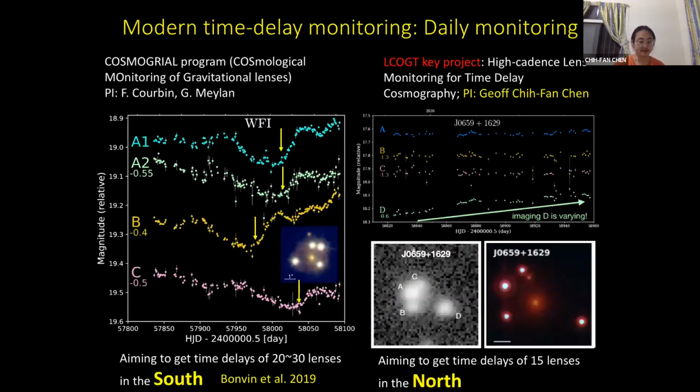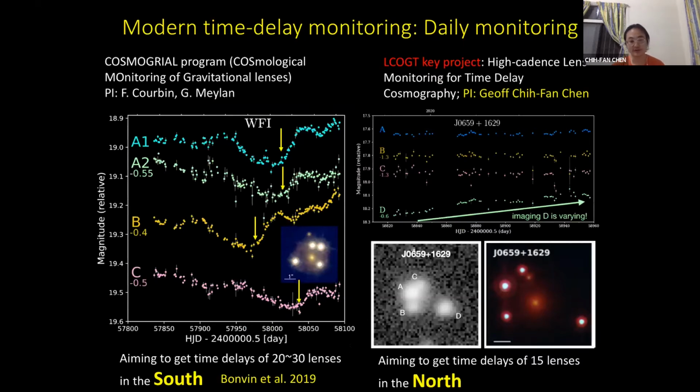Okay, so modern time delay monitoring uses high cadence with daily monitoring. It can capture the fast variation of the quasar light and hence measure the time delay within one season or one year. The left figure shows the MPIA 2.2 meter light curves from the Cosmography program for one of our objects with the cadence of daily monitoring. So you can also see the time delay by eye from the arrows.